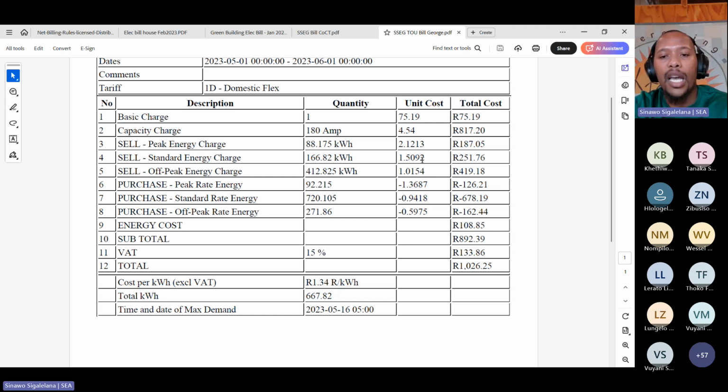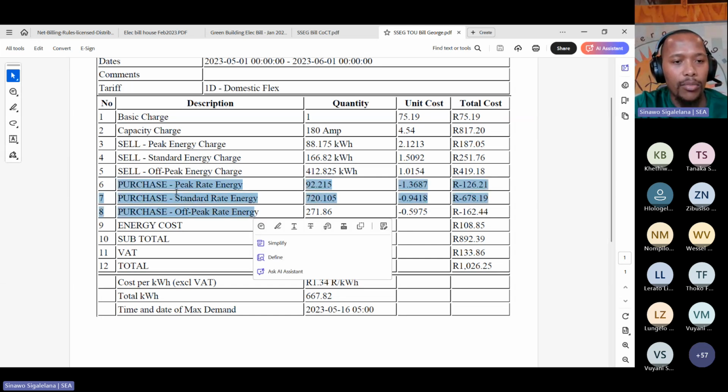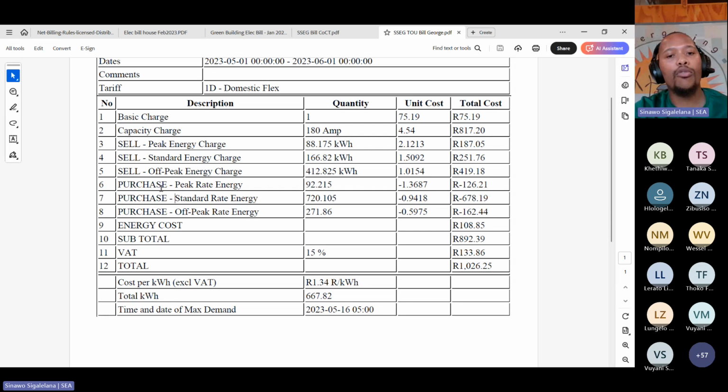So they already have time of use tariffs, meaning that this is the generation offset, colleagues. You see this one, purchase. So in this case, this is how much the municipality is purchasing from this particular customer, right? So because this customer has time of use energy charges, then they can have time of use export credits or generation offsets or whatever you want to call it, right? Or net billing tariffs, which is in line with each time of use, right? So at this stage, this customer sort of fits the requirements of these net billing rules, right?